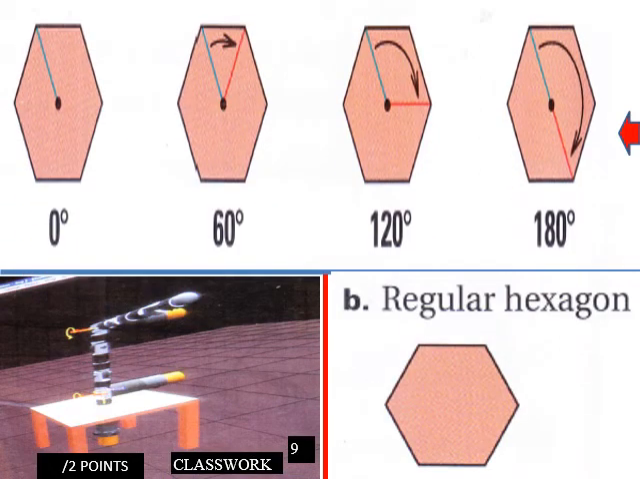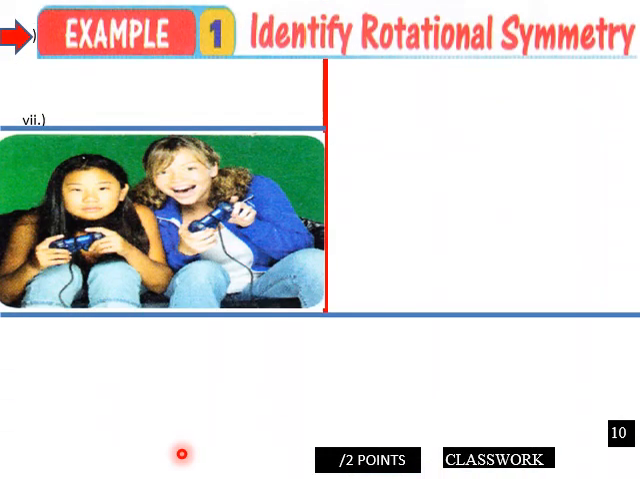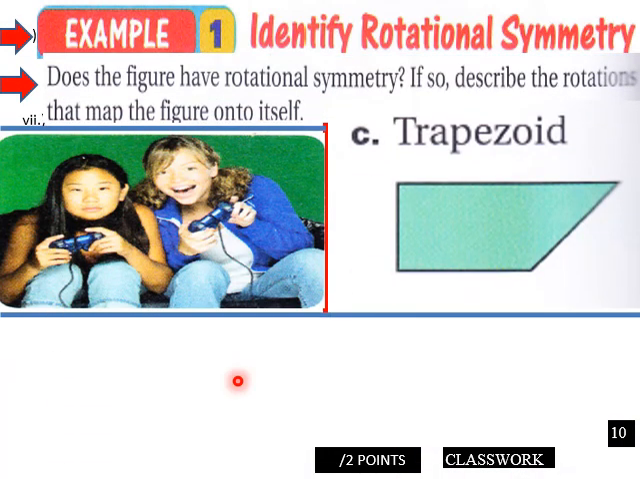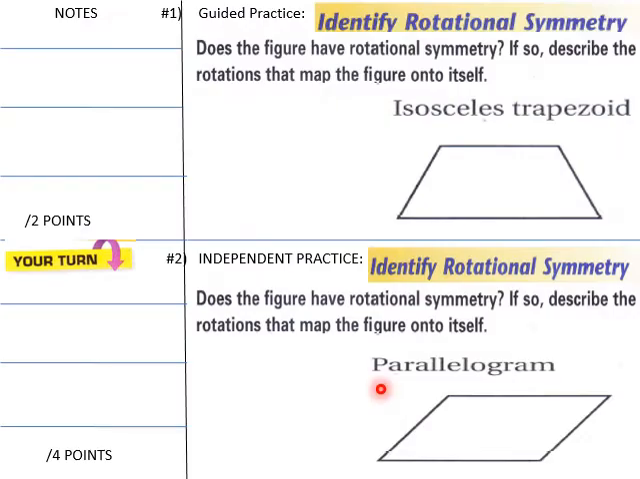Oh, that would be more. Go back and look at the video again, or get the PowerPoint. Those are also available too. Okay, so for another example here, identify rotational symmetry. You have a trapezoid. Does the figure have rotational symmetry? If so, describe rotations that map onto itself. We have a trapezoid here. Here are the bases. These are the legs of this trapezoid. No, a trapezoid does not have rotational symmetry.